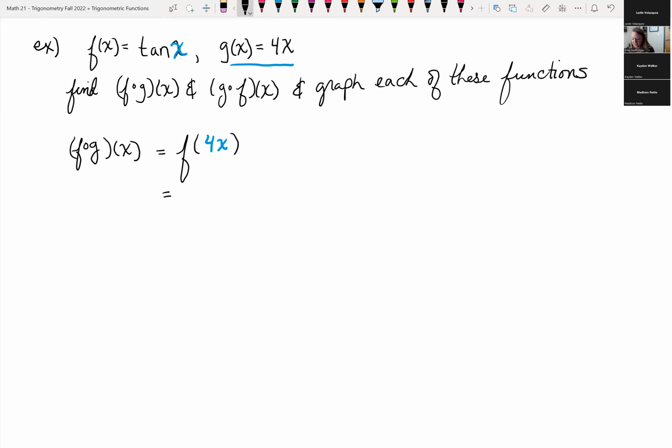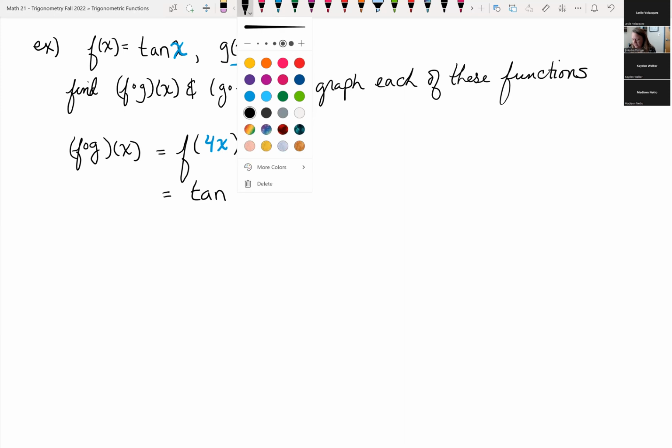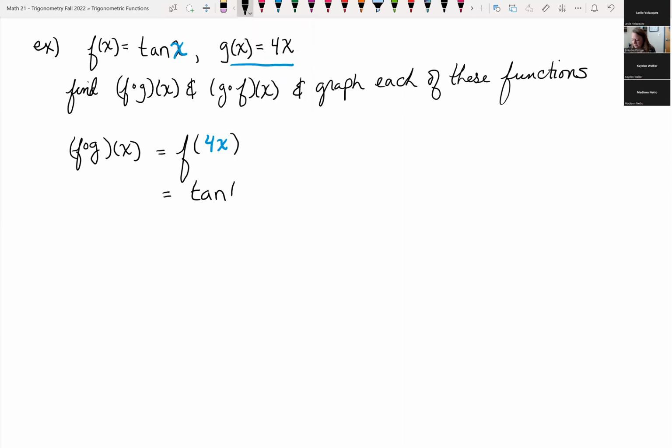And then again, this is just saying we're taking our 4x and we're plugging that in wherever we see an x in our f of x function. So f of x is tangent. I see an x there. I'll replace that x with a parentheses, and we're going to replace that with 4x. So that's what f of g of x looks like.